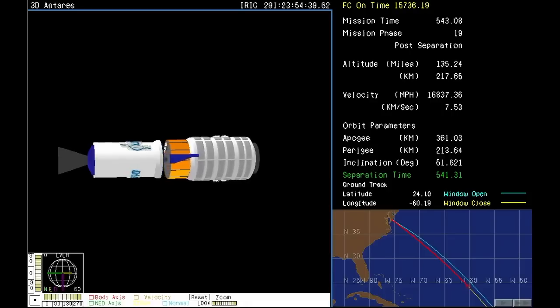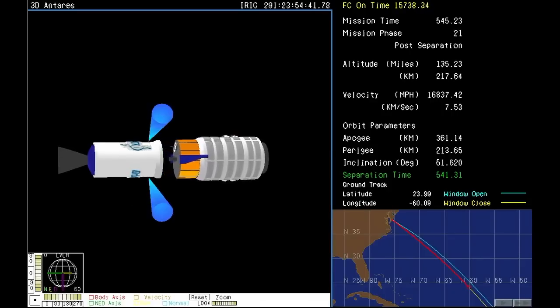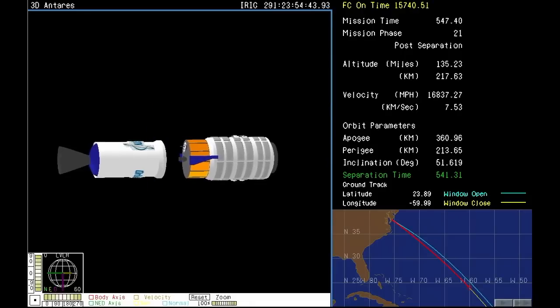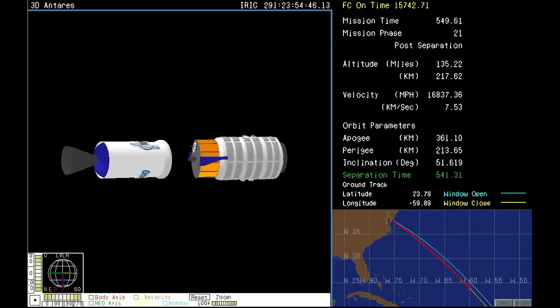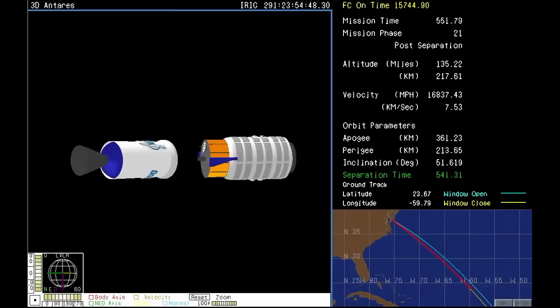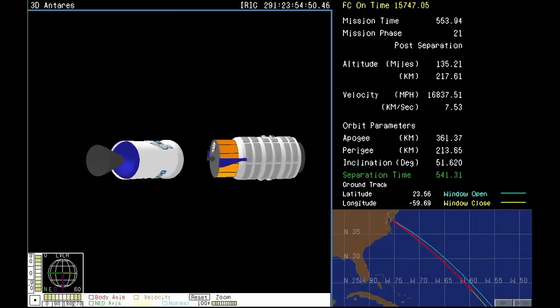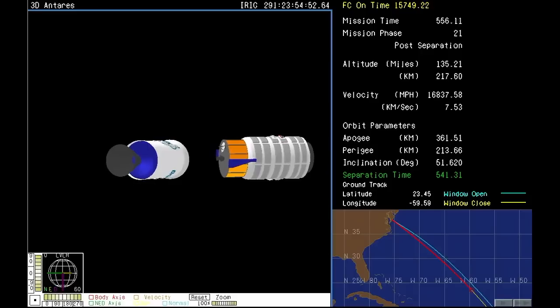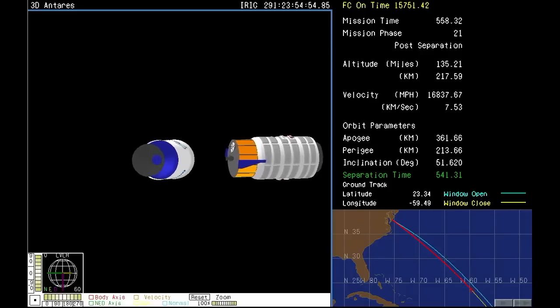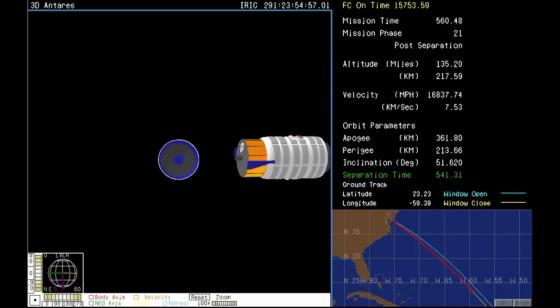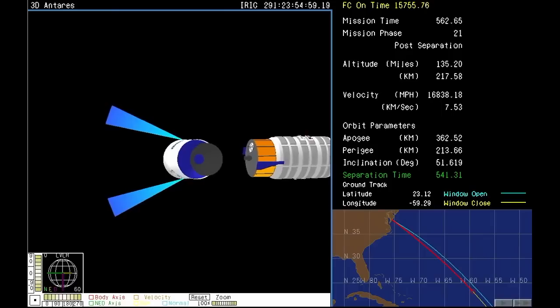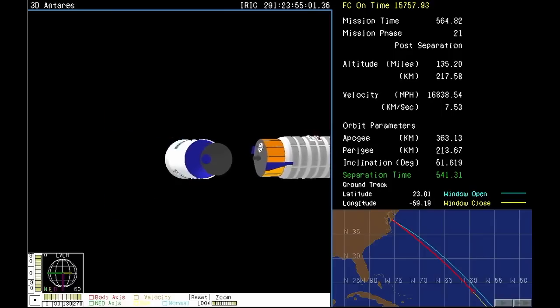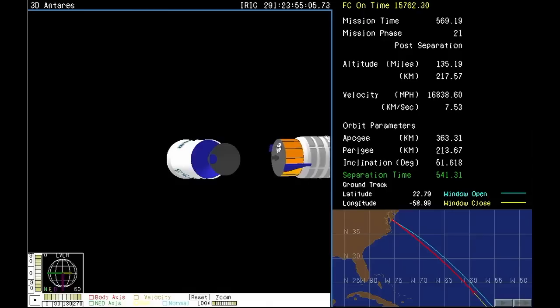Attitude is nominal. And we have Cygnus spacecraft separation. You see an animation of the Antares pulling away from the Cygnus cargo craft, which will continue on its own to make a several-day journey to the International Space Station, scheduled to arrive on Sunday. Good injection of Cygnus into the intended orbit. With that, we're going to sign off from the RCC and wish Cygnus a smooth journey to the International Space Station.